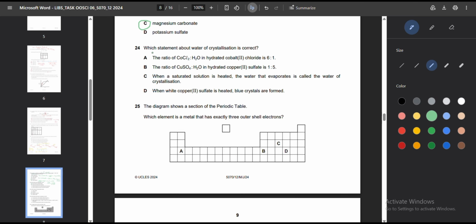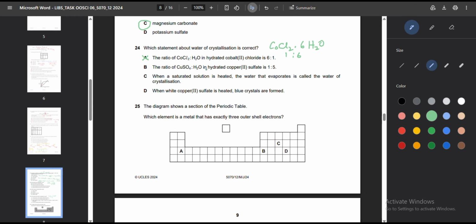Question number 24. Which statement about water of crystallization is correct? The first one is that the ratio of CoCl2, cobalt chloride, and water in hydrated cobalt chloride is 6:1. If you remember, the formula is CoCl2 with 6 molecules of water. So the ratio should be 1:6, not 6:1. So that means this is the incorrect one.